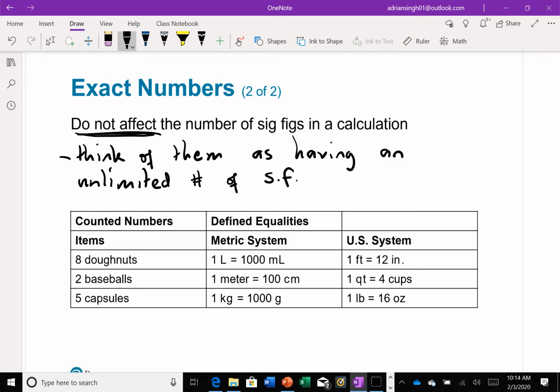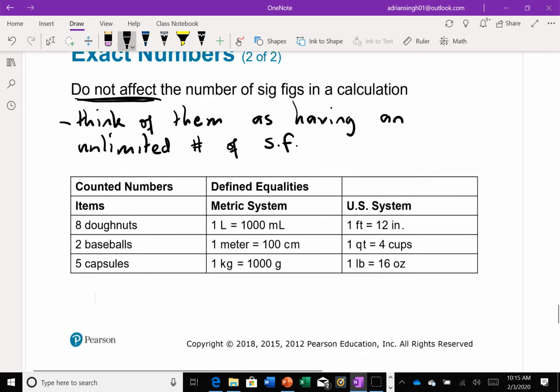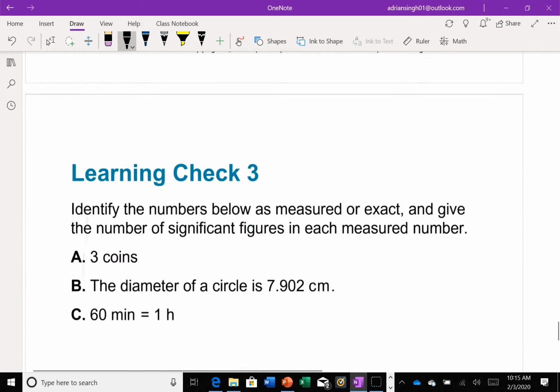All right, so again, we get exact numbers from counting things, and we also get exact numbers from equalities or comparisons of units within the same measuring system. So whether it's the metric system, or whether we're comparing units within the US system, those are going to be exact numbers. And there's a big difference between them.